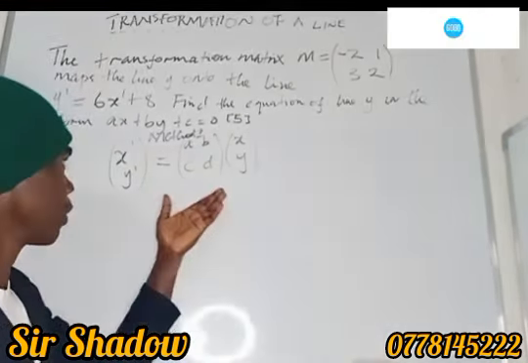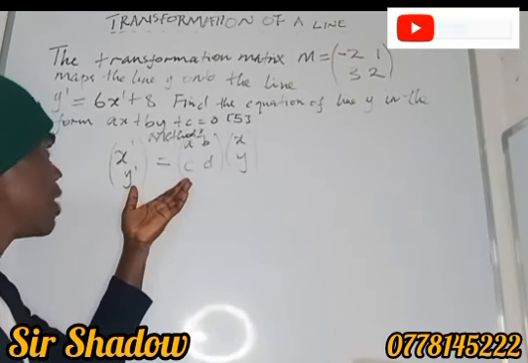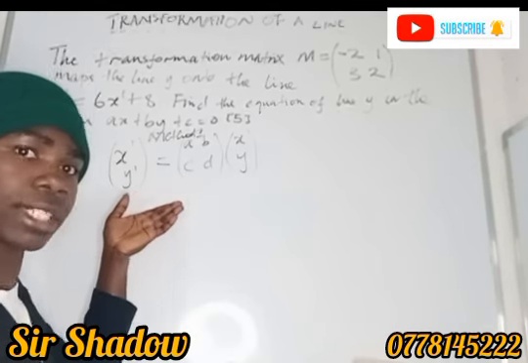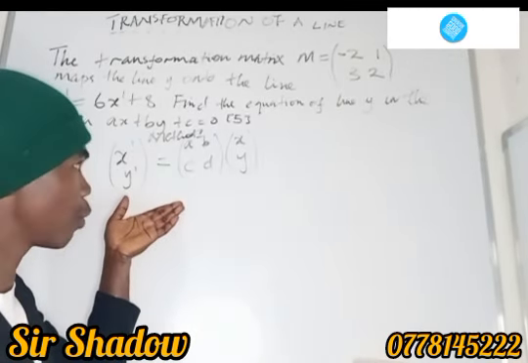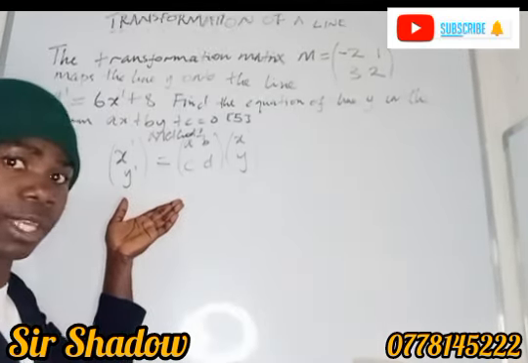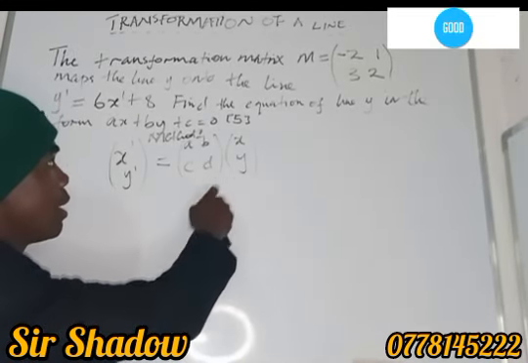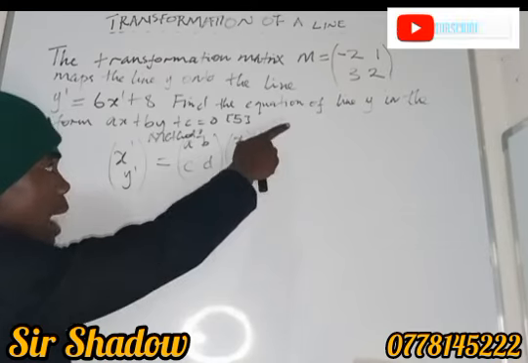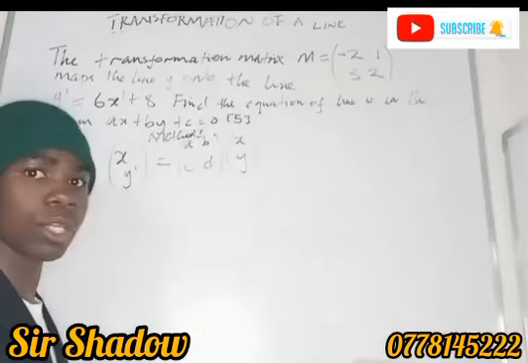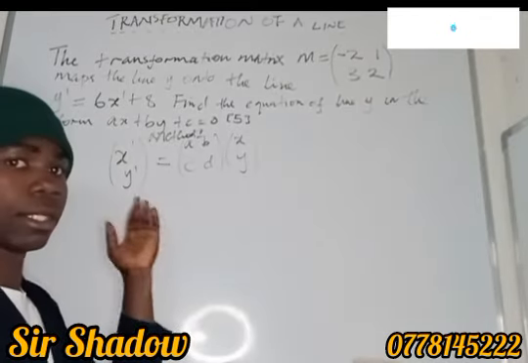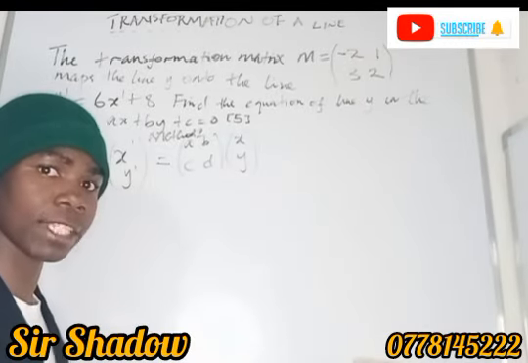So last time I introduced this formula, which is used to find the equation of the object, or even the equation of the image. x prime, y prime is equal to the matrix M, a b c d, multiplied by x and y. So for this one, let's now consider the first method.